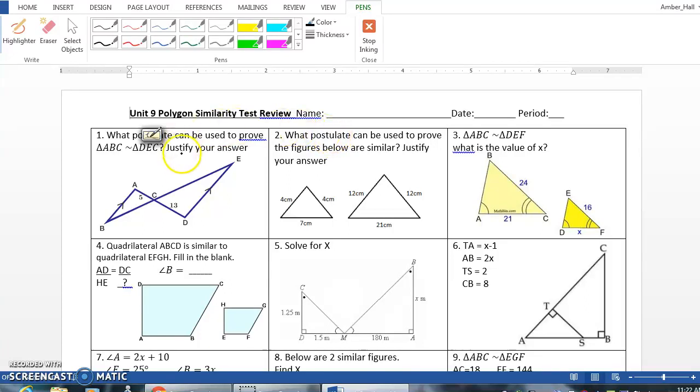Hello, today we are going through the Unit 9 Polygon Similarity Test Review. There are, how many questions? 38 questions, so let's get started.